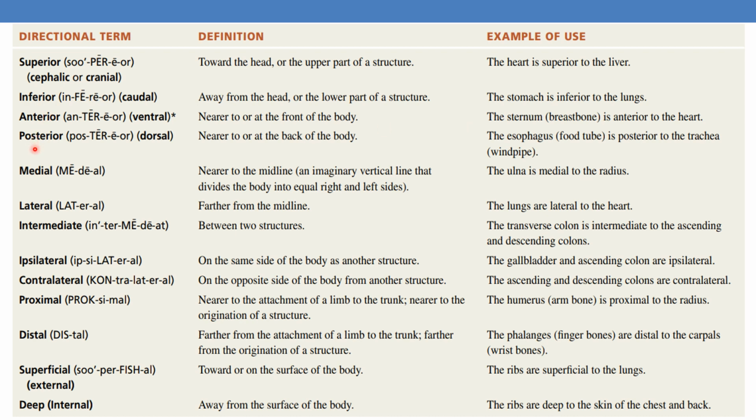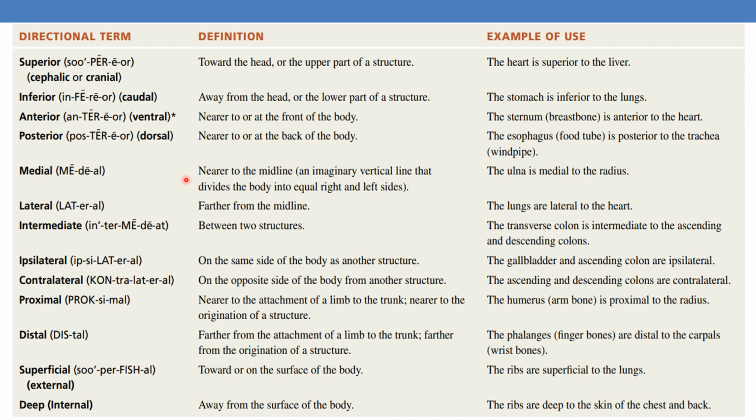The next is posterior or dorsal. Nearer to or at the back of the body. For example, the esophagus, which is nothing but the food tube, is posterior to the trachea, that is the windpipe.